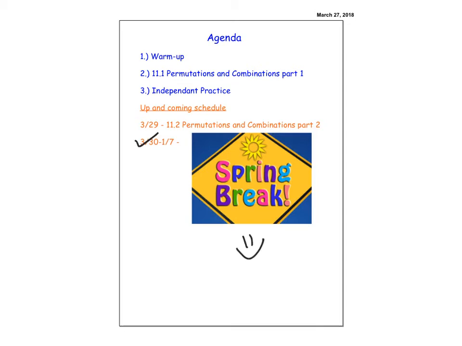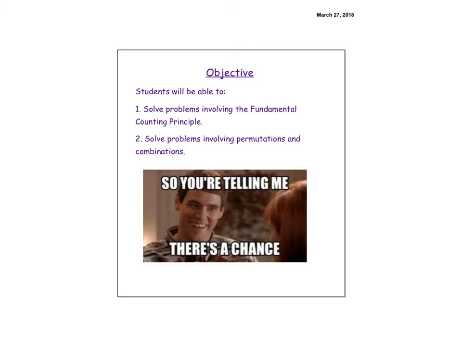Yay. All right. The objective today, we're going to take care of objective number 1 today. We're going to solve problems involving what we call the fundamental counting principle. And we'll take care of part 2 tomorrow. This whole section is about probability, like the probability that something might happen or not happen.